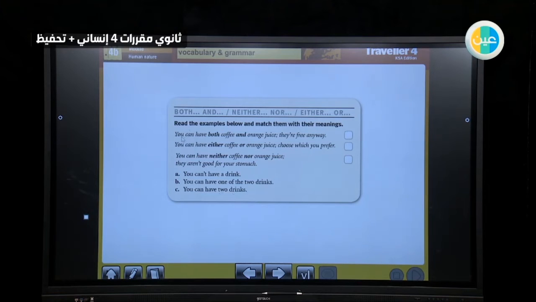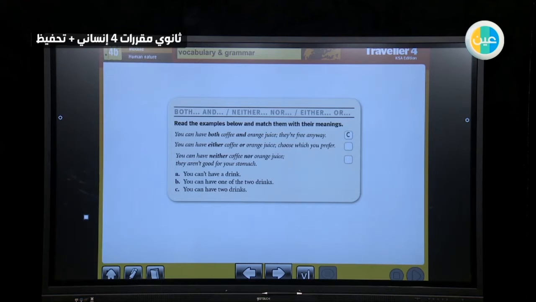So the first sentence, you can have both coffee and orange juice. They are free in a way. So you can have both. Which one here? Have two drinks or only one? You can't have a drink. Excellent. We have here, it is C. Second sentence, you can have either coffee or orange juice.